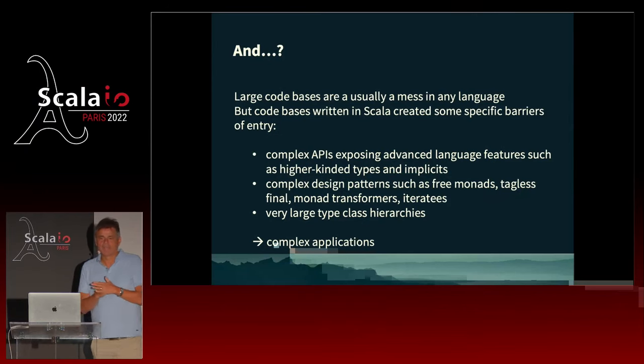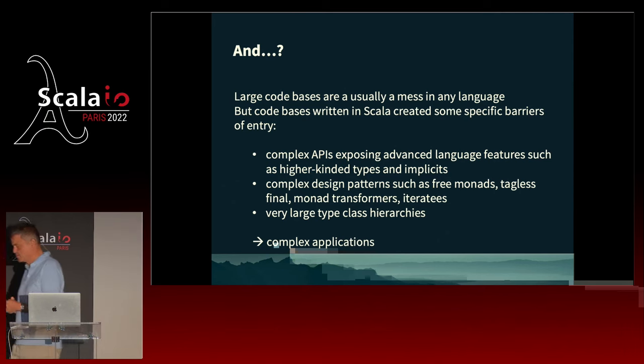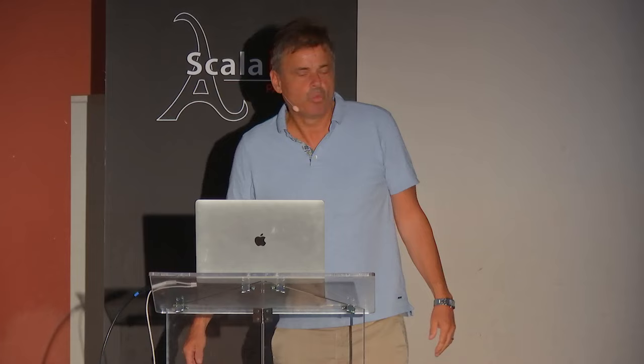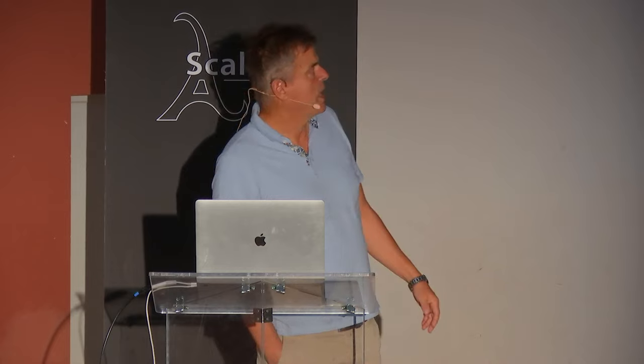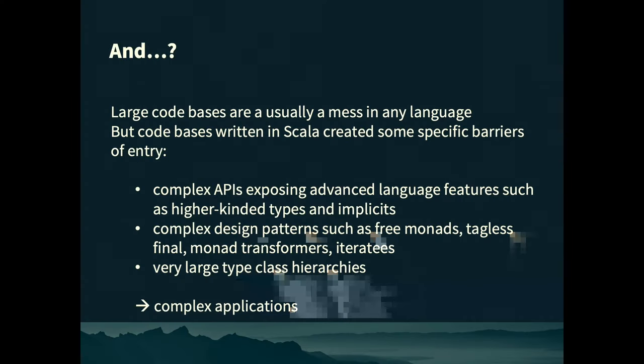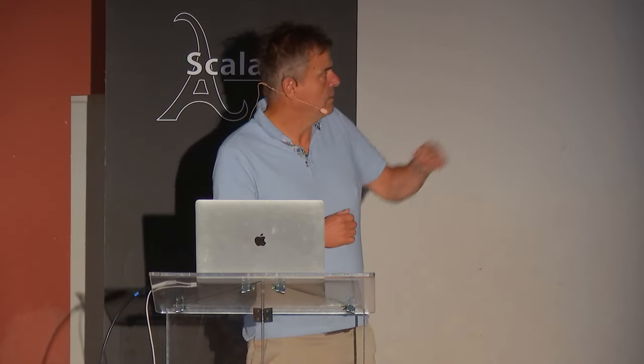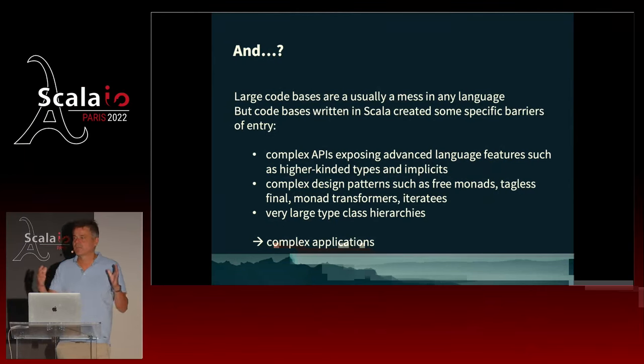So you could say, well, okay, large code bases and suboptimal tooling, that's something every language struggles with. But I think code bases written in Scala also created some specific barriers to entry for newcomers. One is that Scala APIs often tend to be very complex. And why are they complex? Because they expose advanced language features such as higher-kinded types and implicits in the user API. They expose complex design patterns such as free monads, tagless final, monad transformers, and so on.